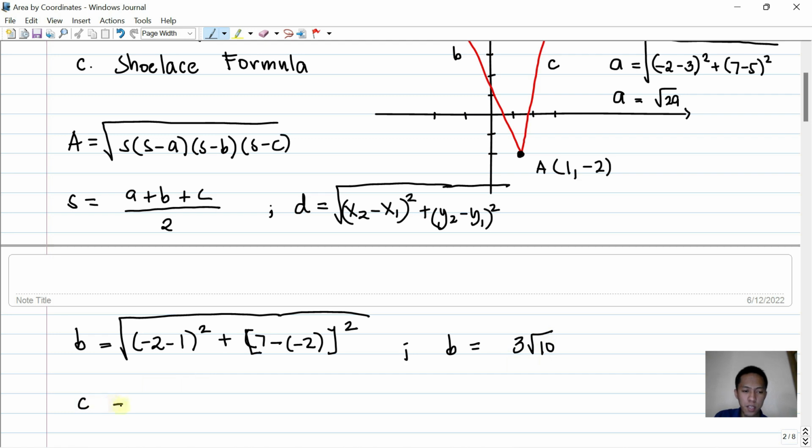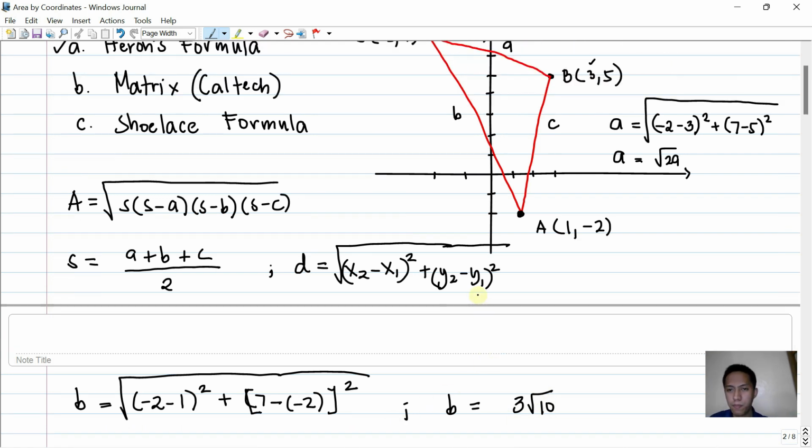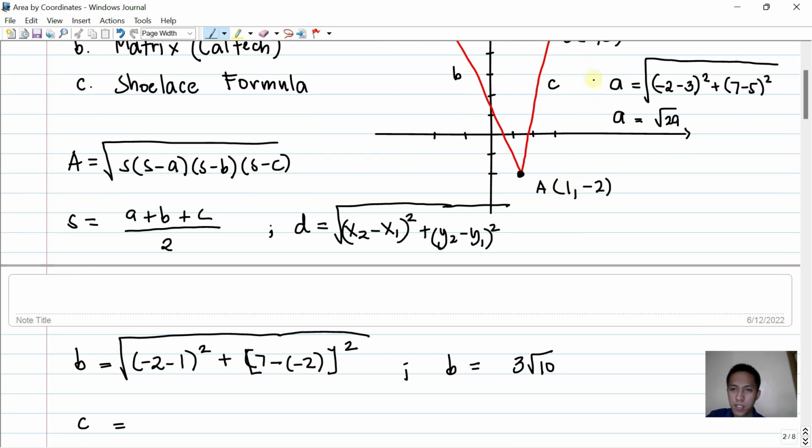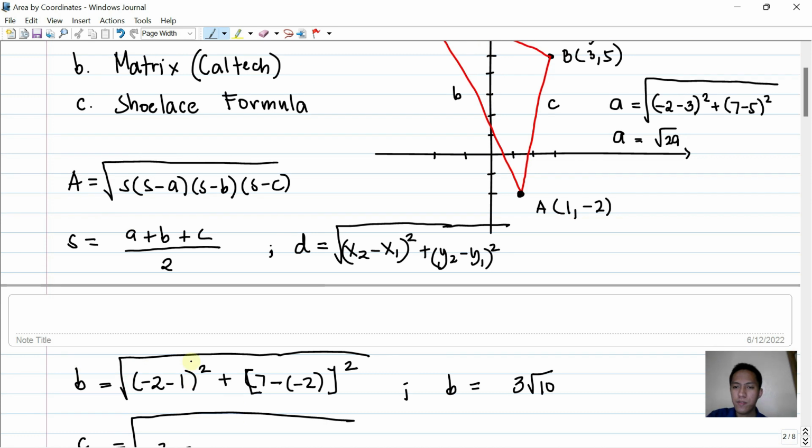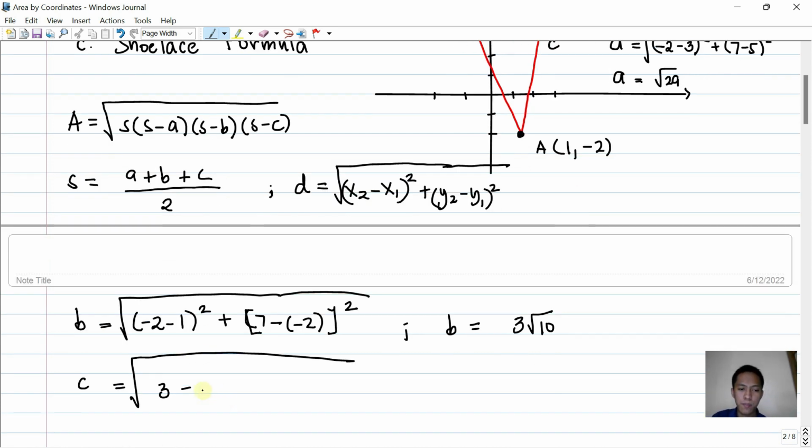So for the side C, we have the distance between A and B. So if y sub 2 is 3, pwede mo guys ipag-alternate, as long as that is the difference between the x's. Okay? So for x sub 2, that is 3. So square root of 3 minus, we have here x sub 1, that is 1. So minus 1.